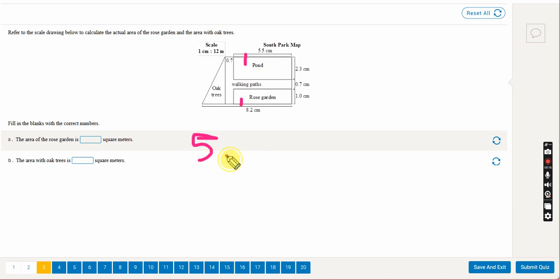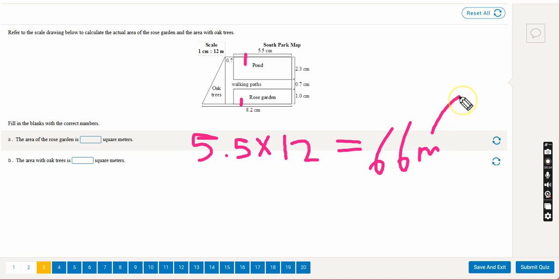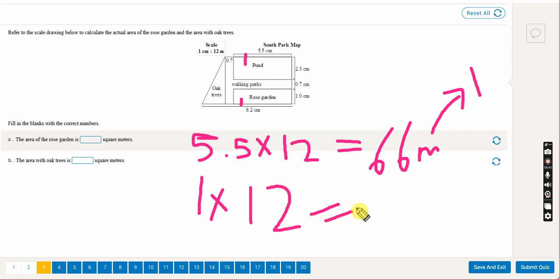So 5.5 times what? Directly you'll multiply it by 12. Good job. Why? Because it's in centimeters. 1 centimeter is equal to 12 meters, so you can just directly multiply, and what do you get? You get here 66 meters. This is our length. And what was our width? Our width was 1 times 12, which was 12 meters. This is our width.